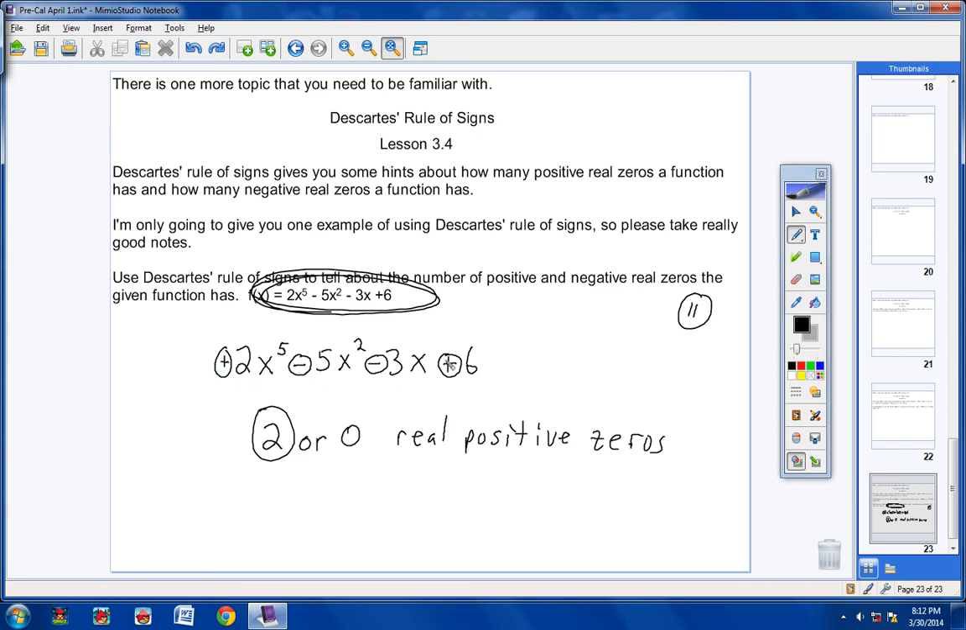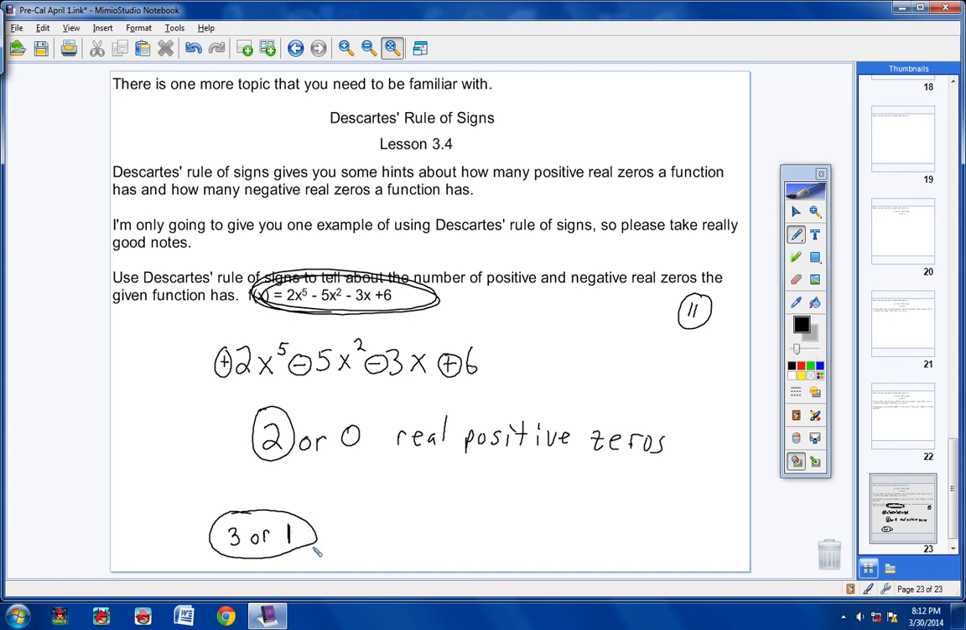For example, humor me for a second. Let's pretend we had looked at all the sign changes and there were 3 sign changes. Then you would put 3 or, subtract 2, 1, and then you're finished. You can't go any further because you'll go into negative numbers. So you would know that you have either 3 real positive zeros or 1 real positive zero. How would that be helpful? You know for sure you have at least 1 real positive zero.